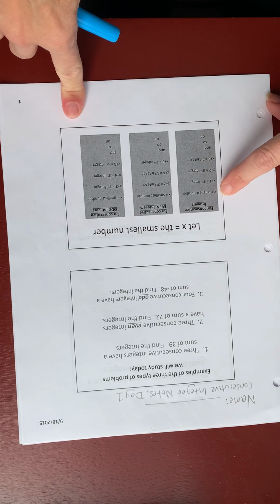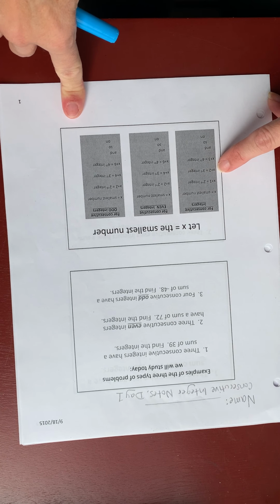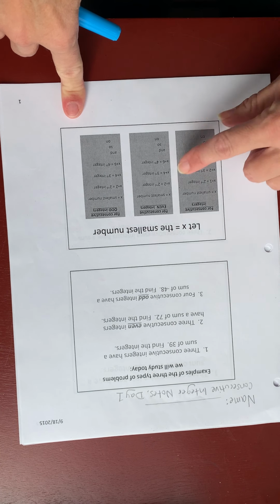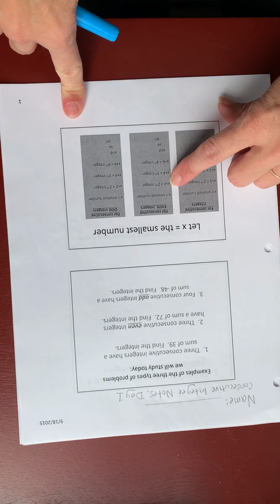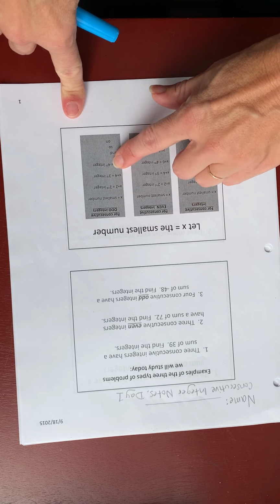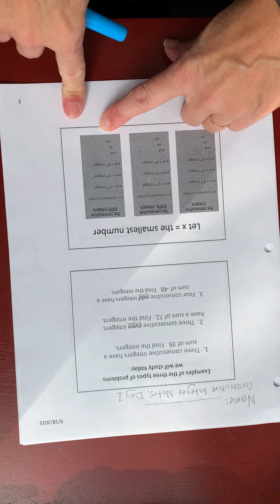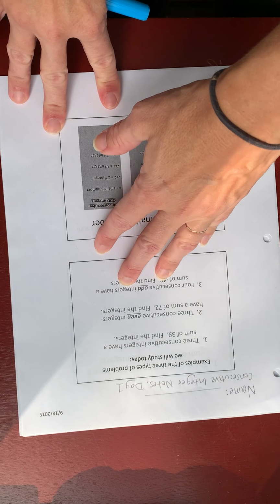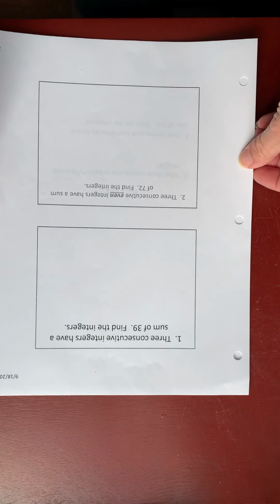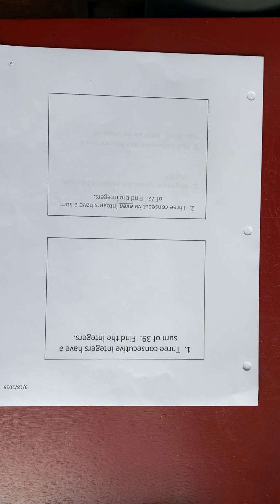For consecutive integers, x is the smallest, x plus 1, 2, 3, and so on. For consecutive evens, we go x and then x plus 2, 4, and 6, and so on. Okay, so maybe read over these first problems. Let's do them. Once you get the setup done, these are super, super easy.